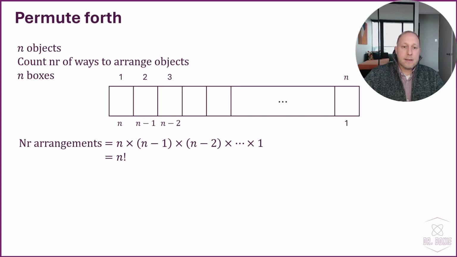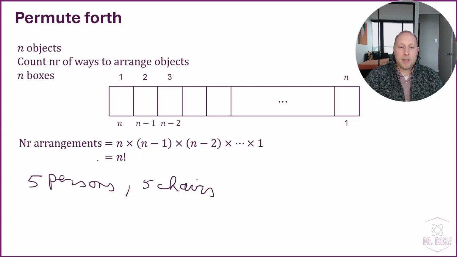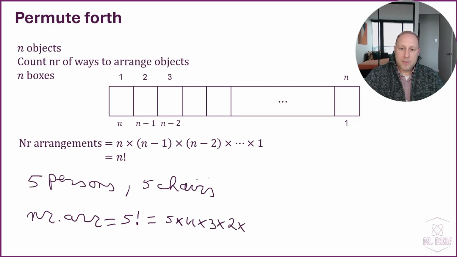So for instance, the example I gave at the start here, you have 5 persons and 5 chairs. How many seating arrangements are there? Well, the number of arrangements is, according to what we saw here, equal to 5 factorial, which is 5 times 4 times 3 times 2 times 1. 5 times 4 is 20, times 3 is 60, times 2 is 120. Apparently, for 5 people in a row, there are 120 possible seating arrangements.